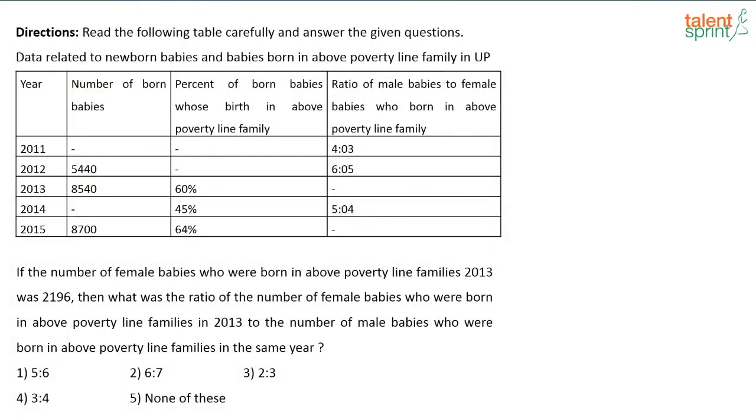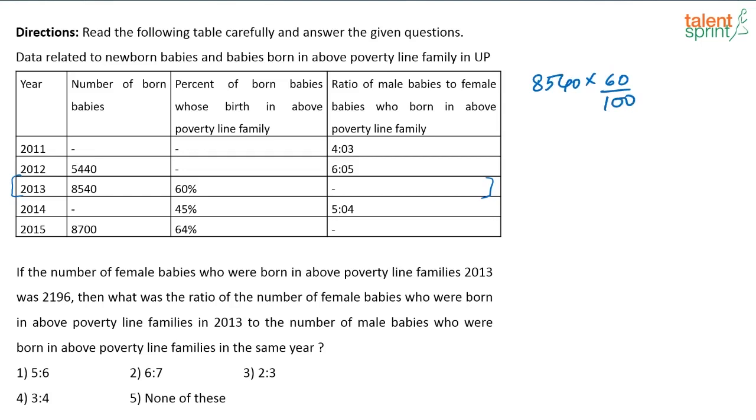What is given here? If the number of female babies who were born in above poverty line families in 2013 was 2196. So this is 2013, the year that we are looking at. In this year, the number of female babies born above poverty line is 2196. See, totally out of 8540 newborns, 60% of them are above poverty line. So totally how many are above poverty line? 8540 into 60 by 100.